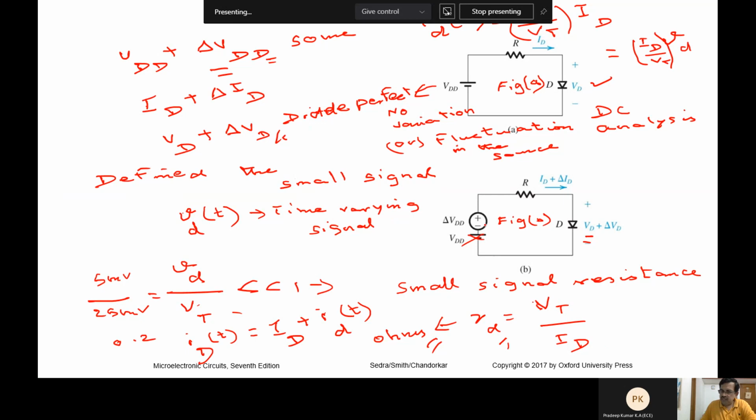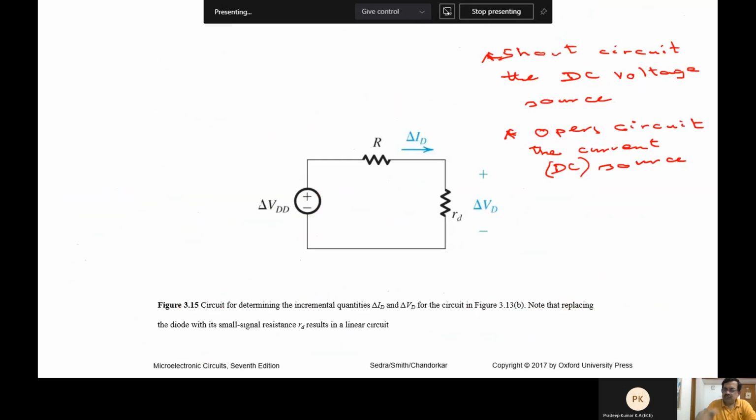Now when I do that, this is a small signal voltage, and this is my R. This is my another small r. So I can simply have a pure resistive circuit. Now I can simply apply Ohm's law and perform linear analysis. So that is the idea with this diagram.